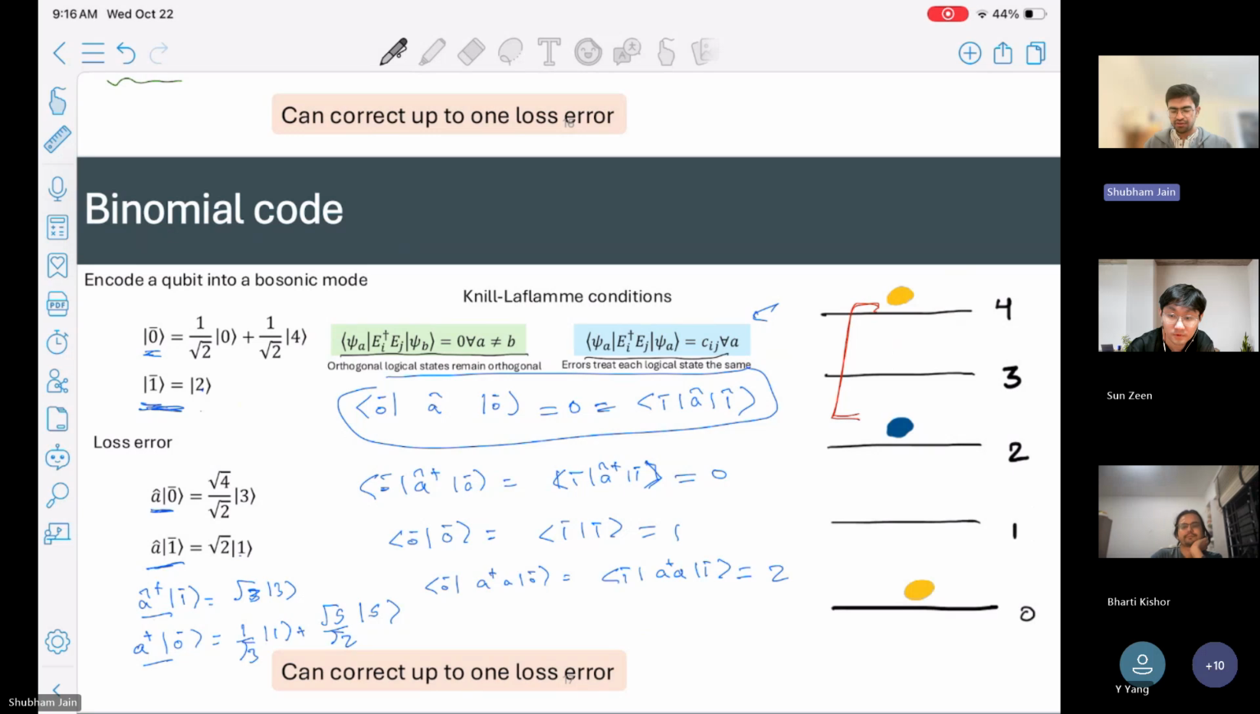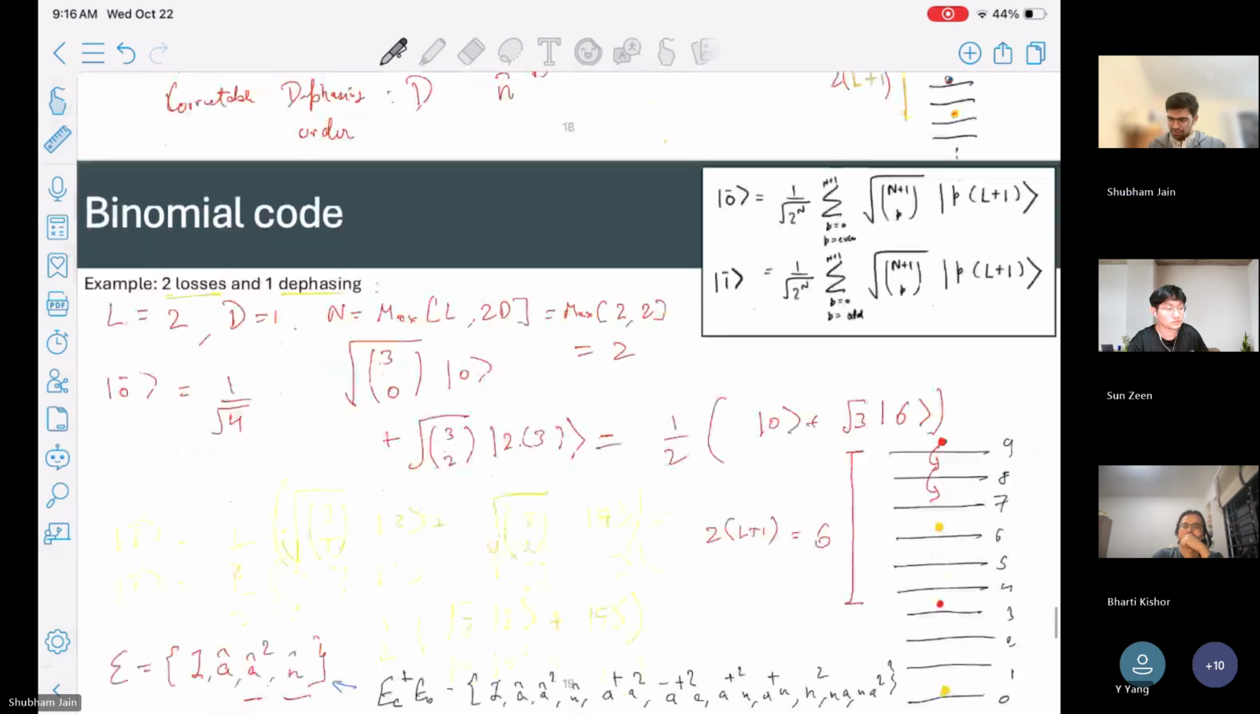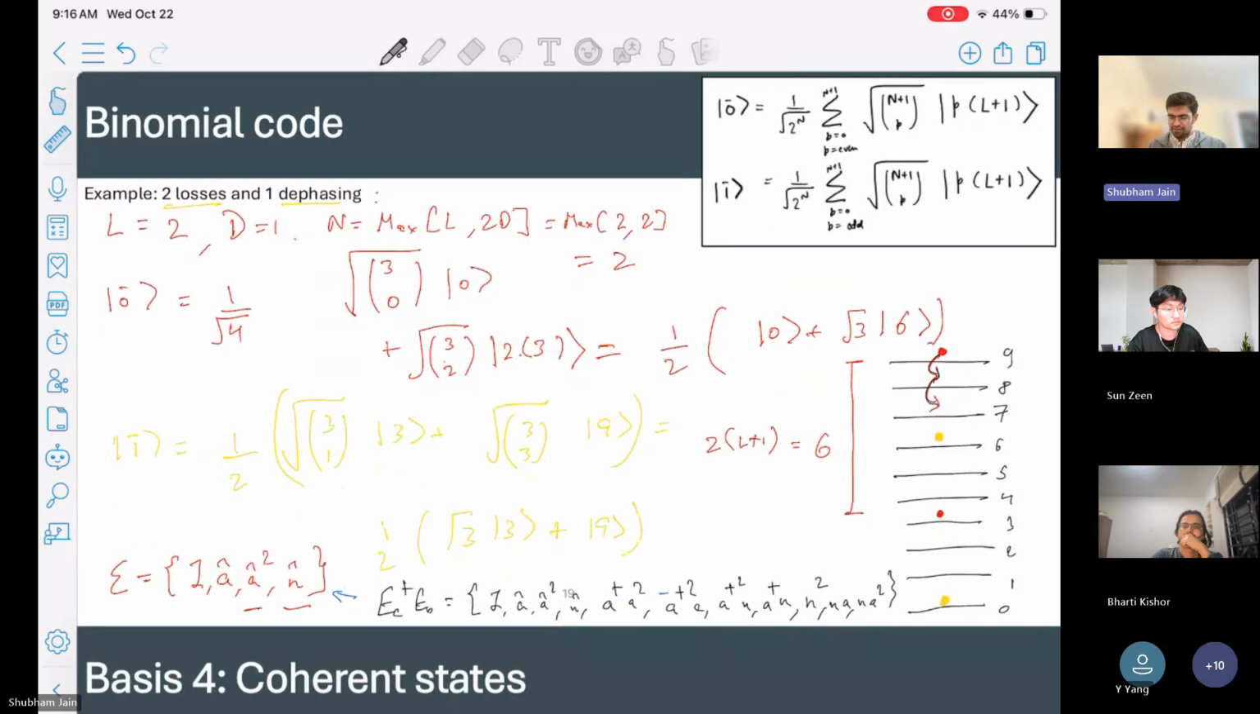These off diagonal ones are easy to check because essentially they take any logical state and apply these photon loss errors. The resultant states never overlap with any of these other states. So the off-diagonal ones are automatically satisfied when you choose this spacing of L+1. For checking the dephasing conditions, you actually need to compute these things, which is a little more tedious, but all of the Knill-Laflamme conditions hold.